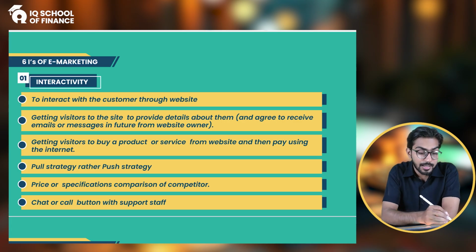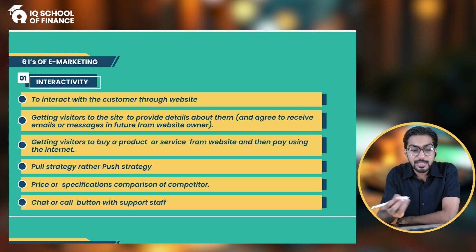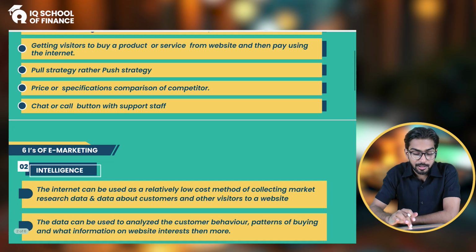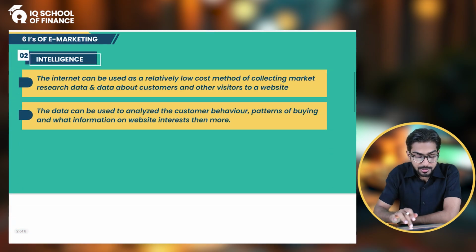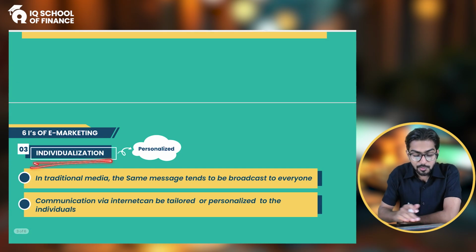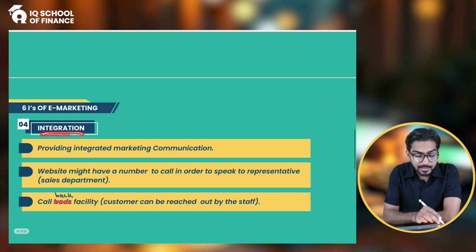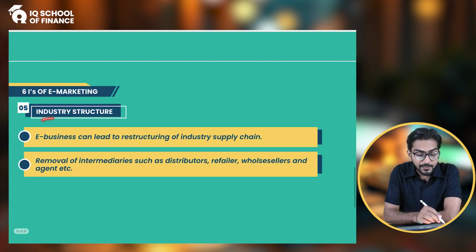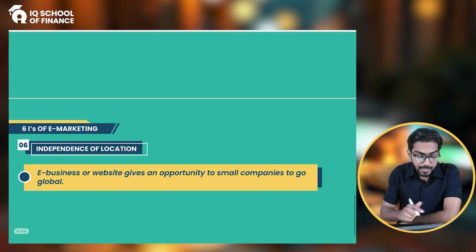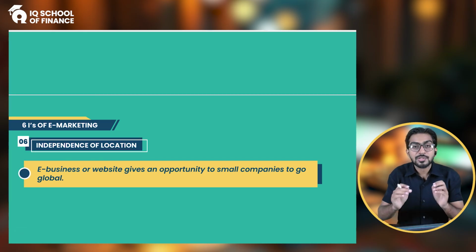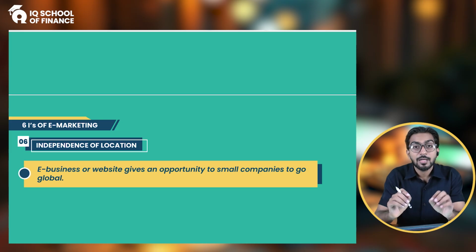All right, 6 I's of e-marketing. So we have 6 I's. Number one is interactivity, number two is intelligence, number three is individualization, number four is integration, number five is industry structure, and number six is independence of location. So these are the 6 I's which will make crystal clear the differences and the benefits of electronic marketing as compared to traditional marketing.